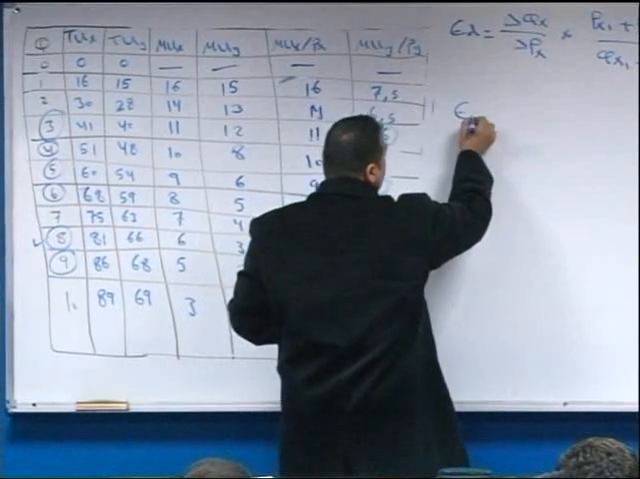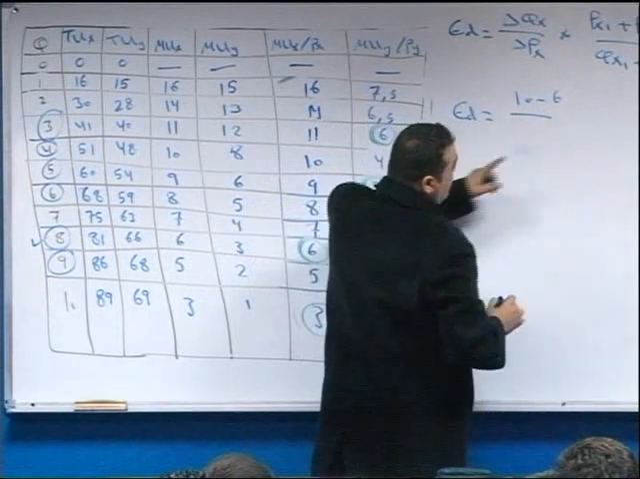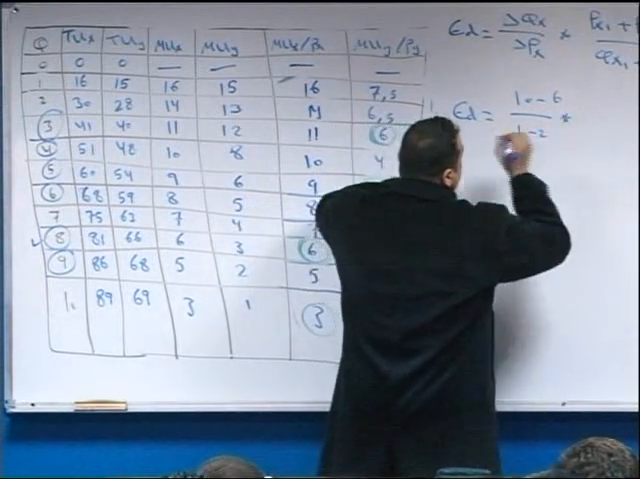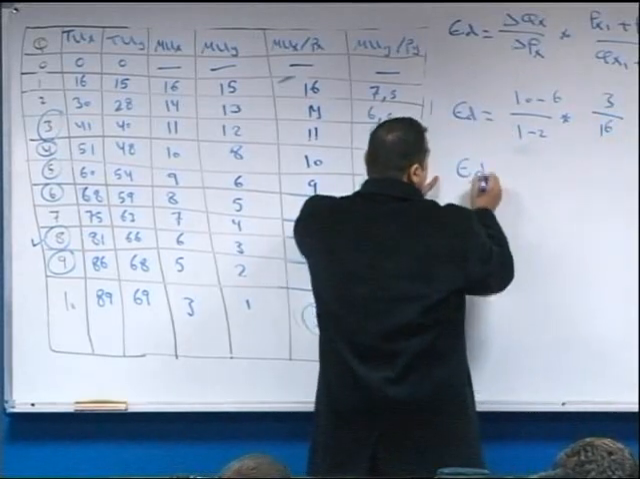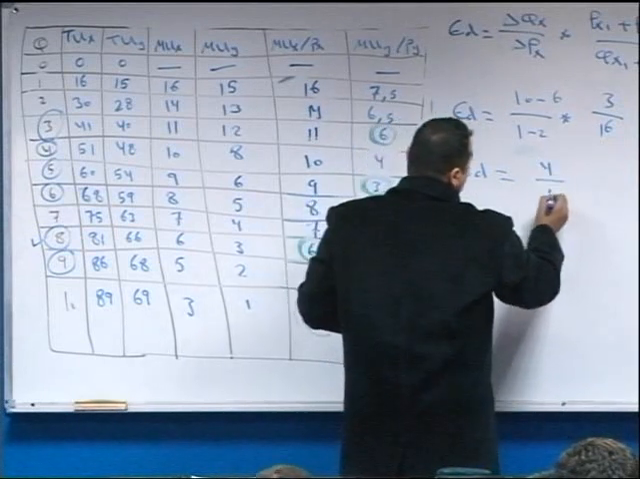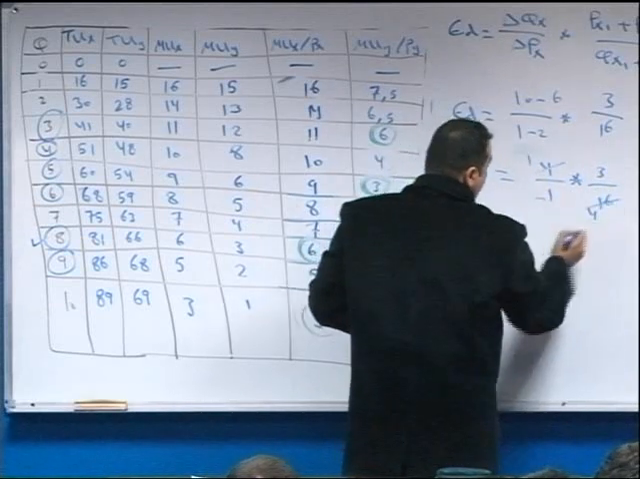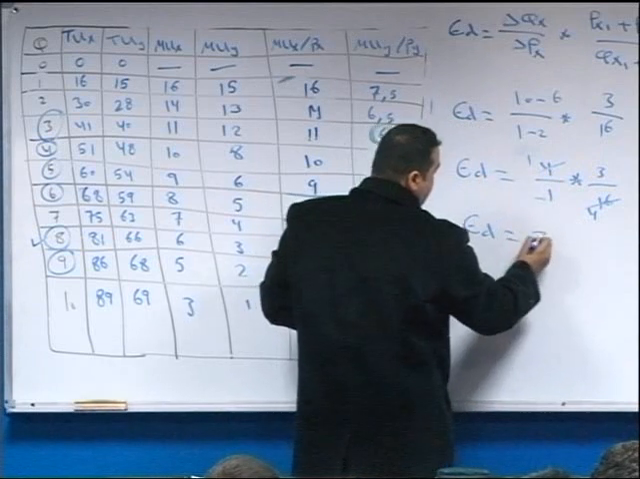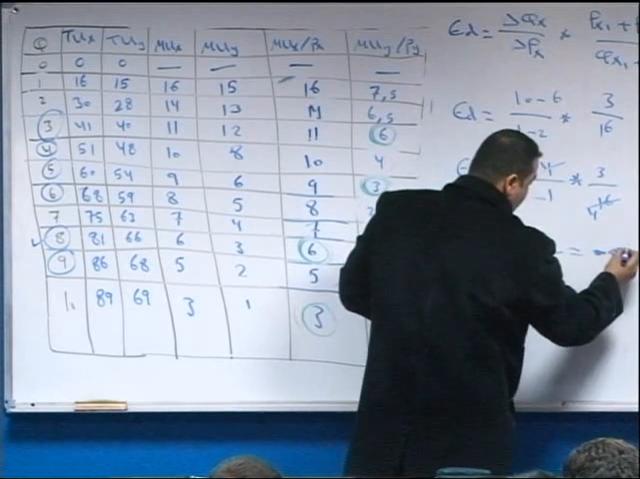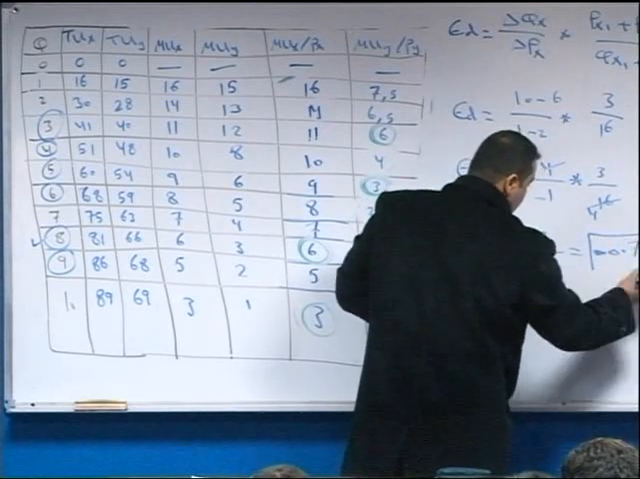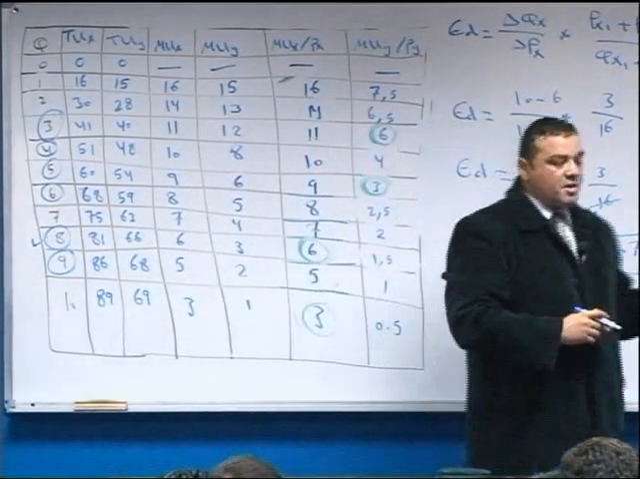So, ED equals delta Q, 10 minus 6, over 1 minus 2, times the summation of the prices, 3, over 16. ED equals 4 over minus 1 times 3 over 16. So ED equals 3 over minus 4 equals minus 0.75. Okay. So the demand is inelastic. We have another question.